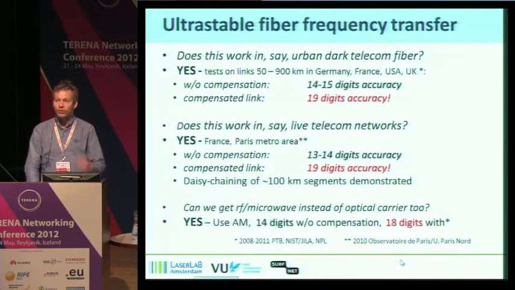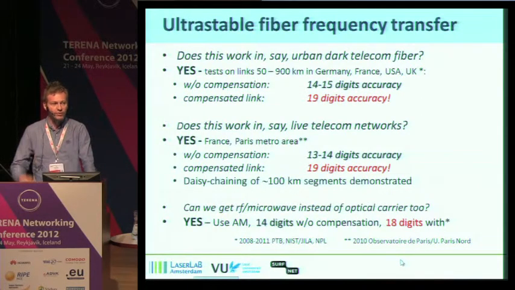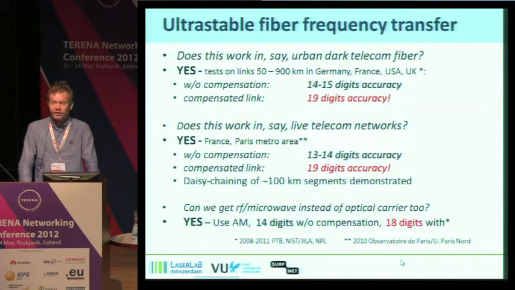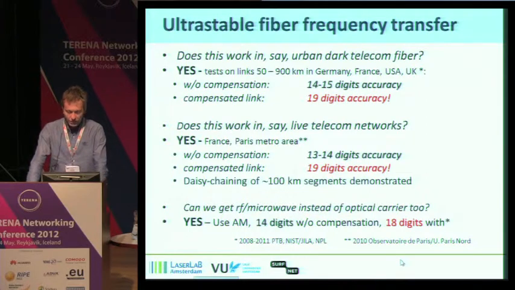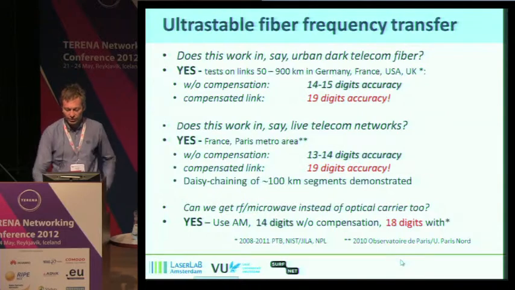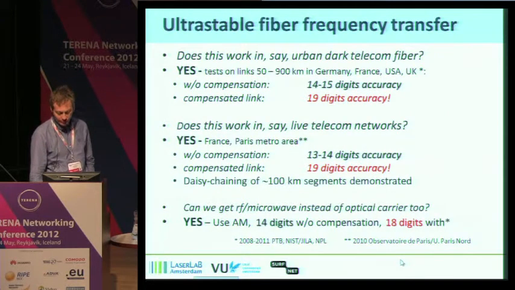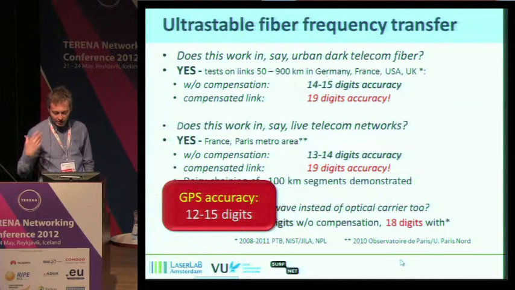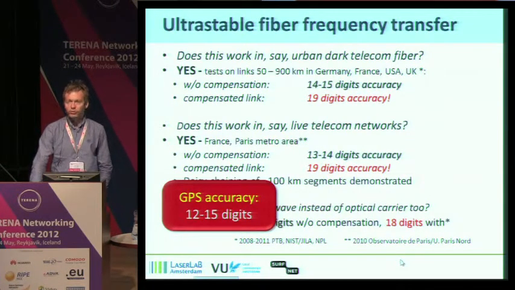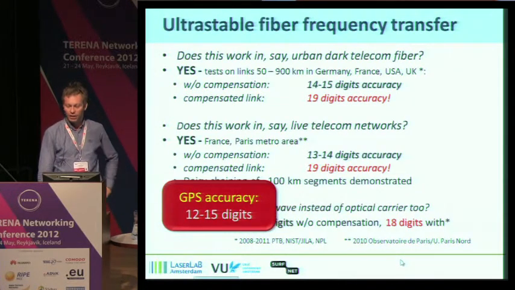And until now I was talking about optical carriers, very stable optical carriers, but you can also modulate an optical carrier with, let's say, 1 gigahertz or so, and use the gigahertz as your clock carrying signal, which is easier to detect. And this also works thanks to this compensation method, and you can achieve about 18 digits of accuracy. And just to mention again, this is really orders of magnitude more accurate than you can achieve through GPS, which is the current state of the art. So I think this demonstrates that this really is the technology for the next decades.